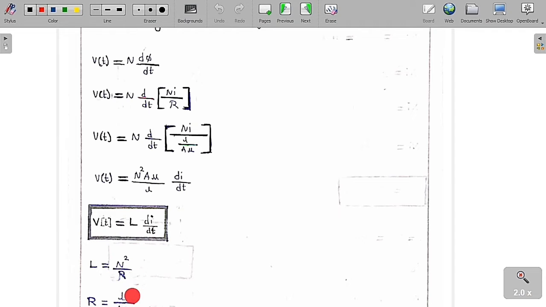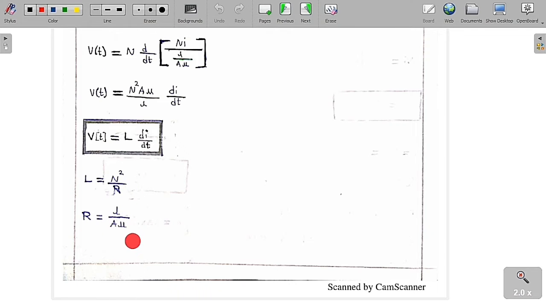L is equal to N square by R, and R is equal to l by mu A. So we can say simply that the rate of change of flux linkage is equal to the voltage induced. V of t is equal to d by dt of N into phi. As N is a constant, you can take it outside the differentiation, so V of t is equal to N d phi by dt. As phi is equal to N i by R, we get N square by R into di by dt. N square by R is called the inductance, so V of t is equal to L into di by dt. This is the expression for the induced voltage.